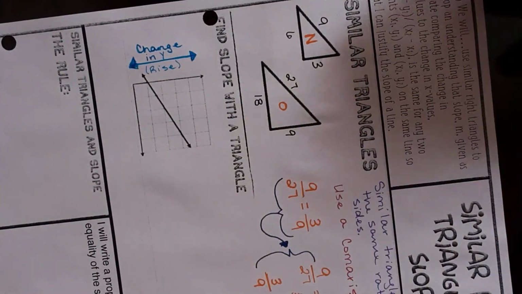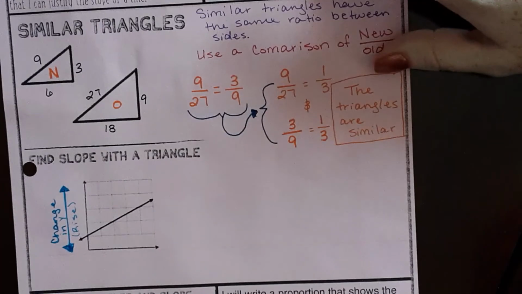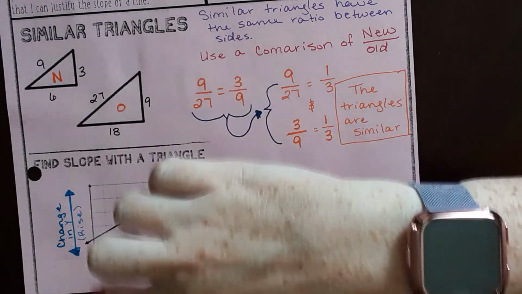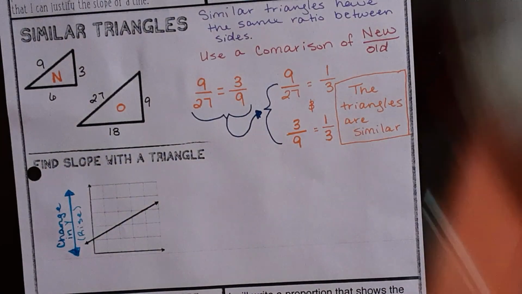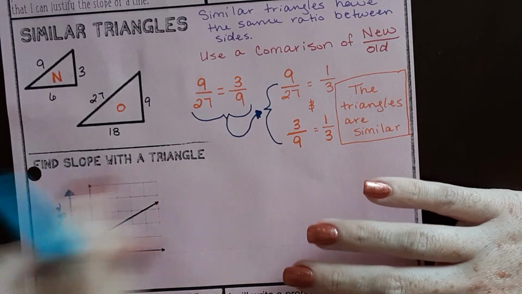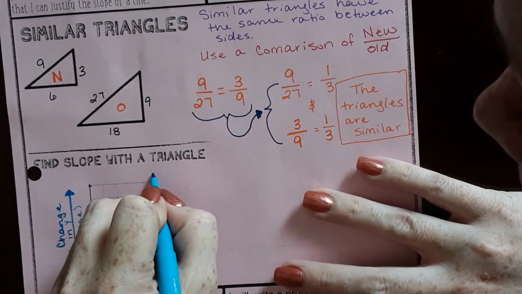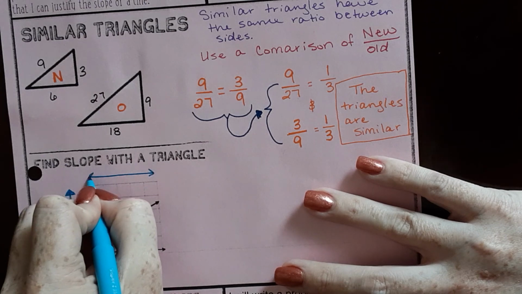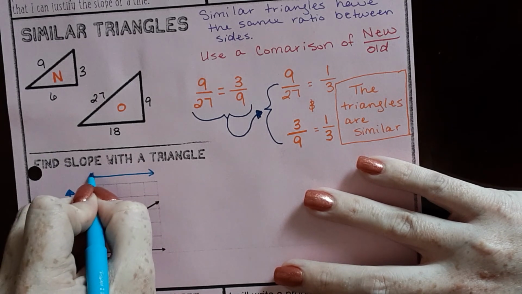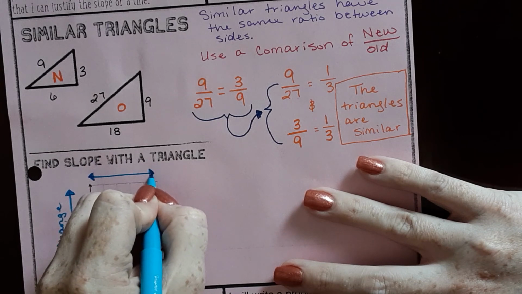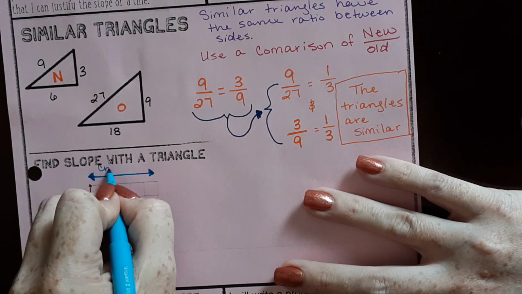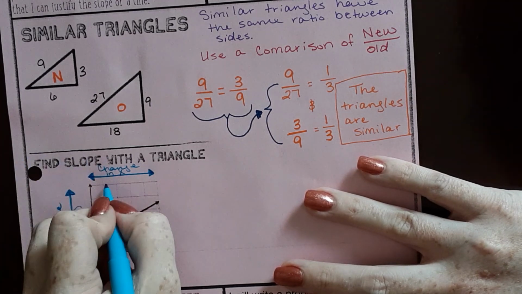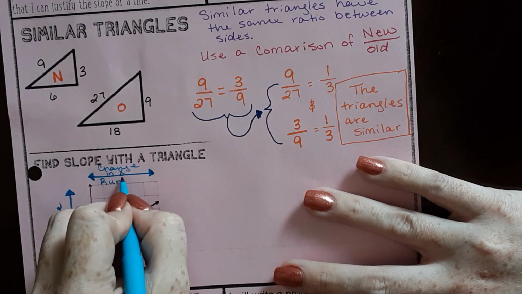Okay? And then any movement vertically, up or down, is your change in y. Any movement horizontally, left or right, from this point forward, is referred to as your change in x. You used to call it the run.